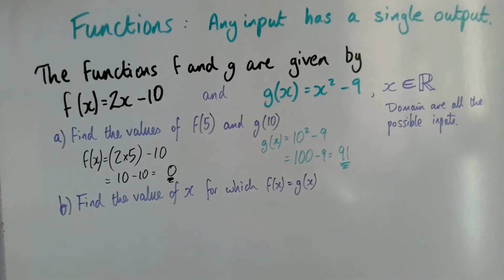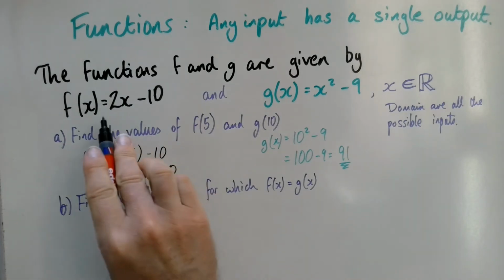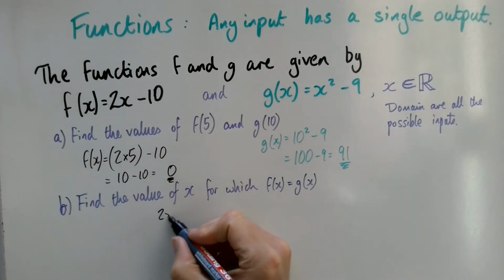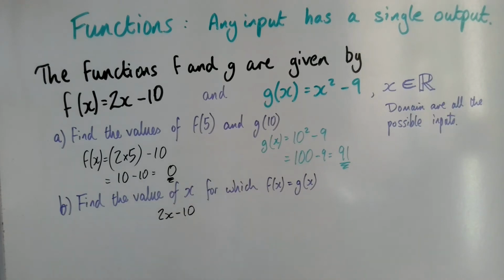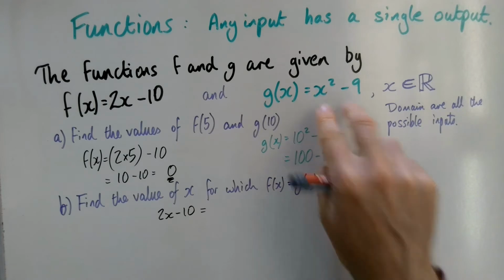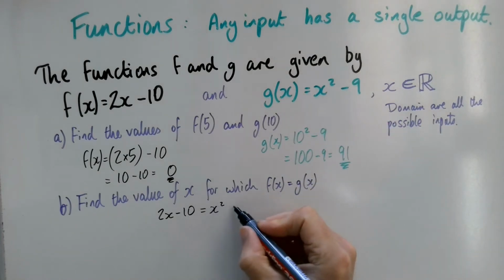Here's our next question: finding the value of x for which the f function is equal to the g one. So pause the video and give that a go. So hopefully what you may have decided to do here was to say, right, function f is 2x take 10. We're looking for the value which works for both of these the same. So the easiest way to do that is just to make them equal to each other.